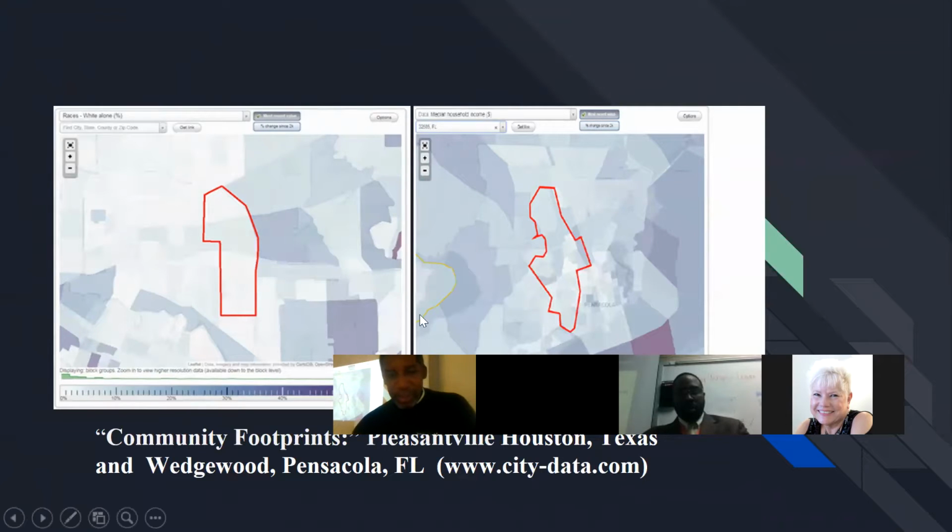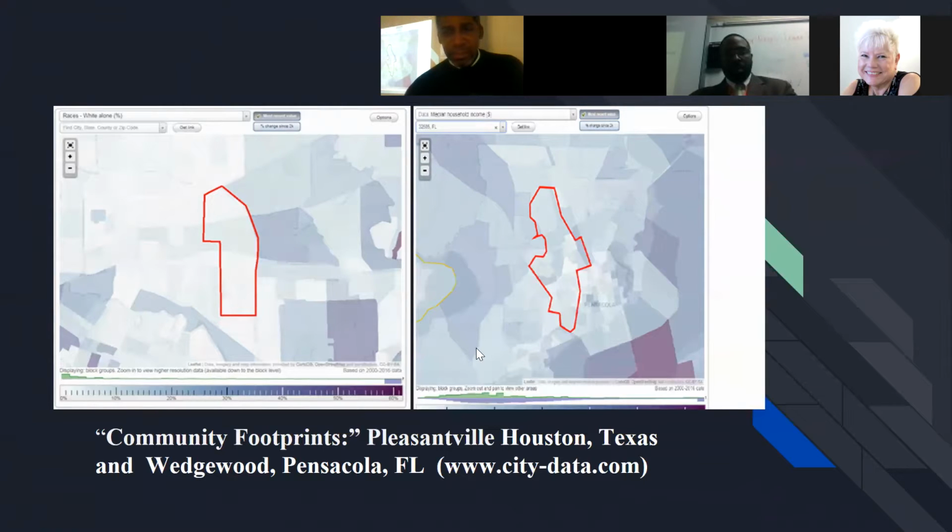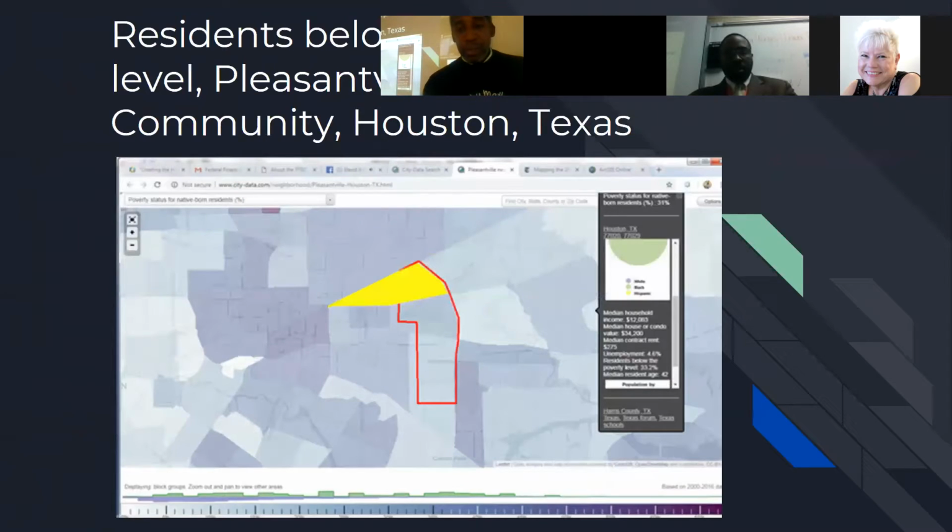Now here's something that's interesting. Here are the community footprints. I believe that these are Aaliyah's stakeholder communities. So we have the Pleasantville community and the Wedgwood community in Pensacola, which is where we'll be tomorrow, in fact. And so if you notice, the community footprints include data from the census. So here is a map that Aaliyah created showing the residents below the poverty level in Pleasantville and Houston, Texas.